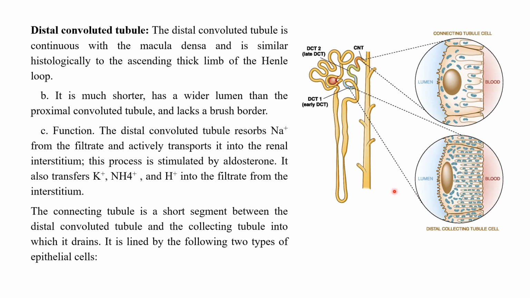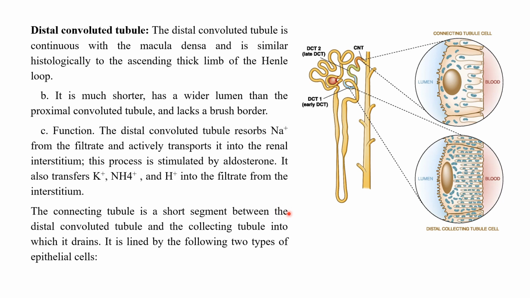The function of this distal convoluted tubule is to reabsorb sodium from the filtrate and actively transport it into the renal interstitium. This process is stimulated by aldosterone. It also transfers potassium and NH4 ions along with hydronium ions into the filtrate from the interstitium.